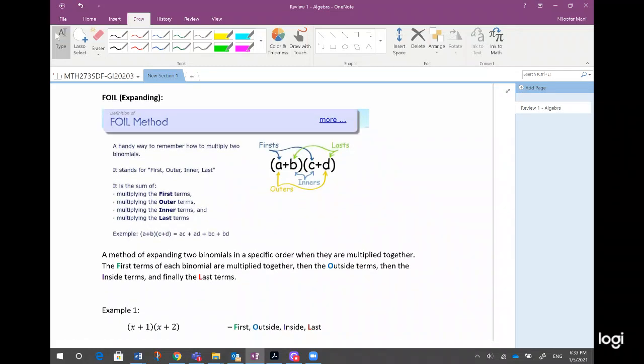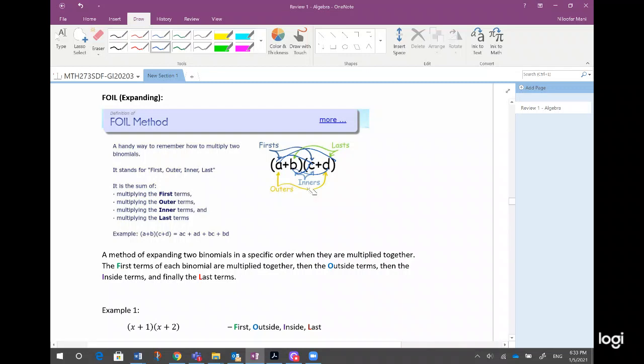So I want to talk about FOIL, but I really don't want to emphasize the terms, and I really don't want you to memorize it. I just want you to understand. So here we talk about FOIL, which means first I multiply the first terms with each other, and then the outside with each other, and then the inside, and then last. Okay, see, I don't memorize this thing.